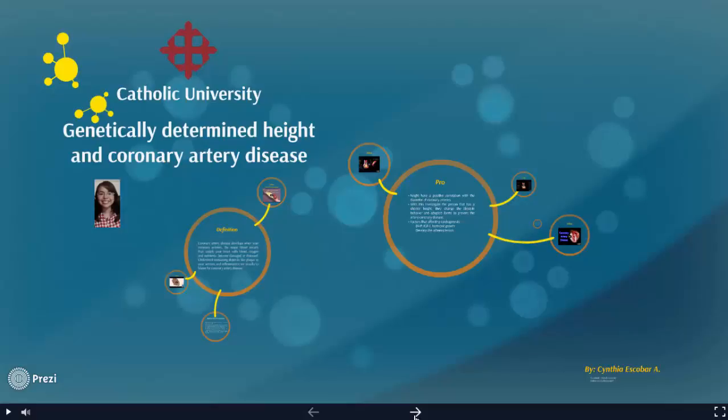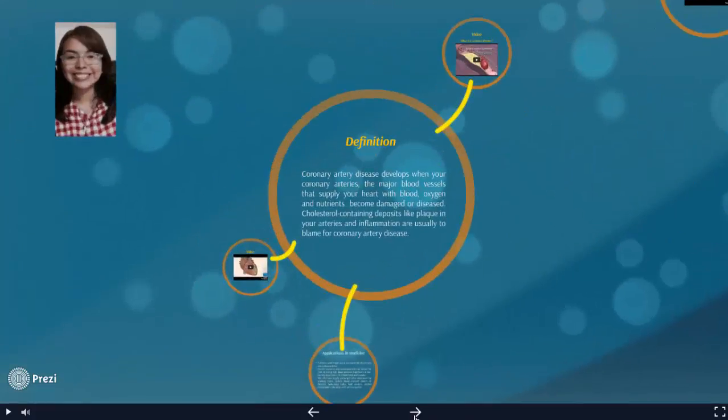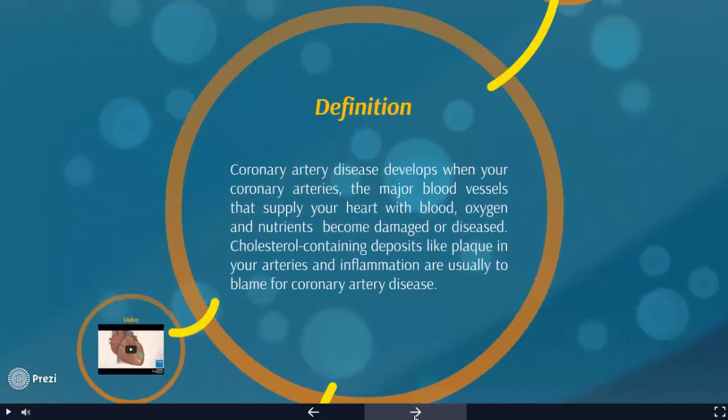The topic is genetically determined height and coronary arterial disease. Definition: coronary arterial disease develops when your coronary arteries, the major blood vessels that supply your heart with blood, oxygen, and nutrients, become damaged or diseased. Cholesterol-containing deposits like plaques in your arteries, and inflammation, are usually to blame for coronary arterial disease.